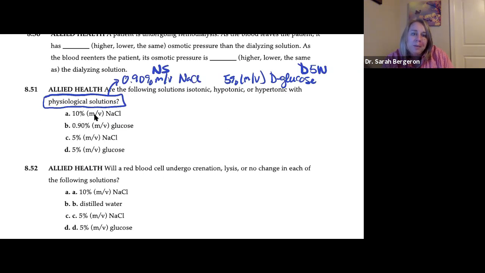Okay, so 10% mass by volume sodium chloride. If I have 10% mass by volume sodium chloride, is that higher or lower than my normal sodium chloride solution? That's quite a bit higher. That's way higher than it should be. So higher is hyper. Hypertonic is lots of stuff inside of it. Okay, a 0.9% glucose. Well, if I go look at my glucose is supposed to be 5%. That's a whole lot lower. So that's hypotonic.